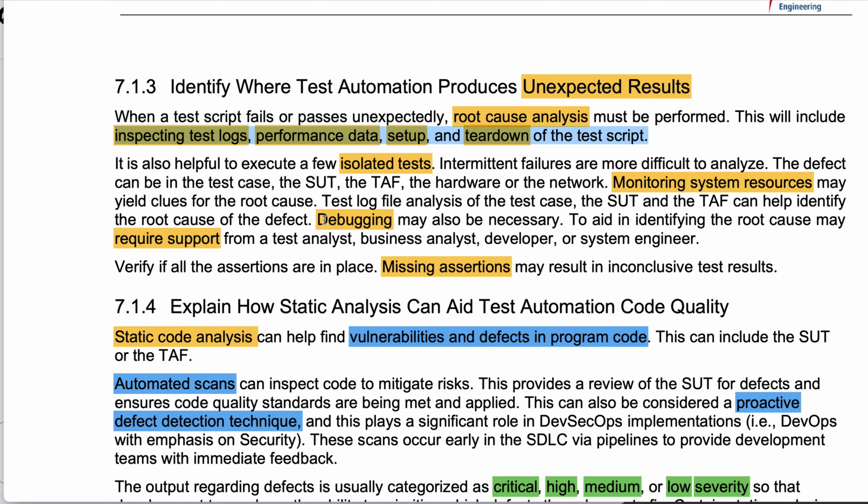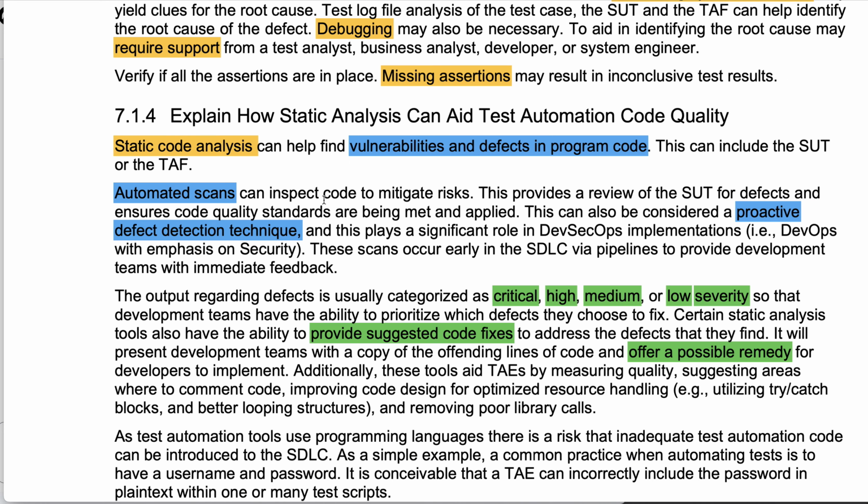So, test log file analysis of the test case, the system under test, and the test automation framework can help identify the root cause of the defect. Debugging may also be necessary. Identifying the root cause may require support from a test analyst, business analyst, developer, or system engineer. Verify that all the assertions are in place. Missing assertions may result in inconclusive test results.